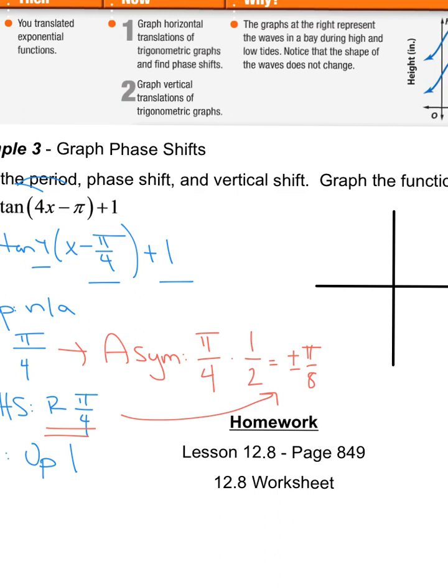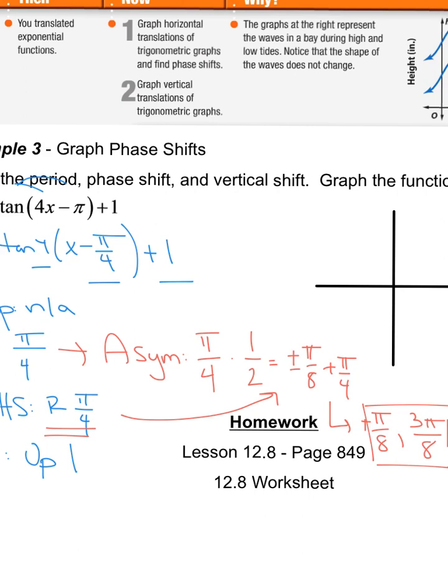So we just figured out our asymptotes should be at pi eighths and negative pi eighths. But if I'm moving right pi fourths, they're actually going to be at negative pi eighths plus pi fourths, which is positive pi eighths, sorry. And then positive pi eighths plus pi fourths is going to be 3 pi eighths. So that's where my asymptotes occur. Again, we do everything the same. It's just once we get where asymptotes are, we need to account for that shift.